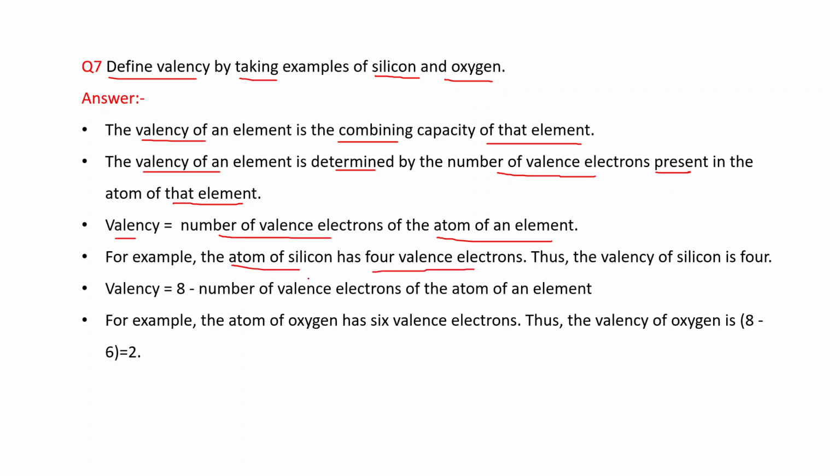Actually, the atomic number of silicon is 14. And if we write its electronic configuration, this is 2, 8, 4. 4 electrons are present in the outermost shell. That's why its valency is 4.